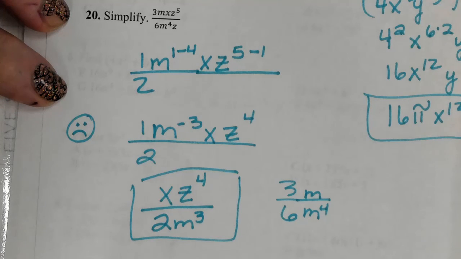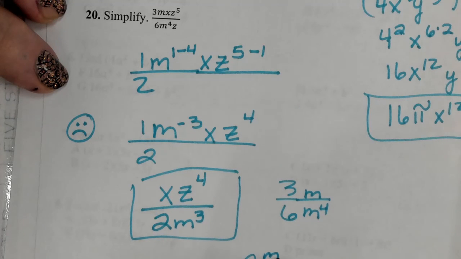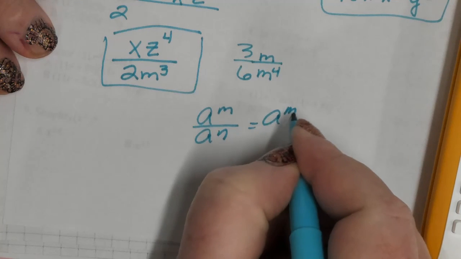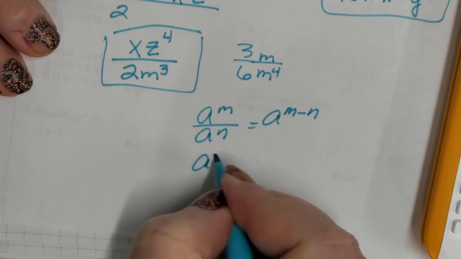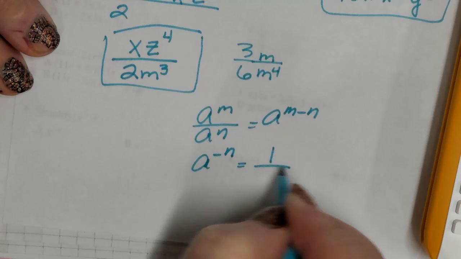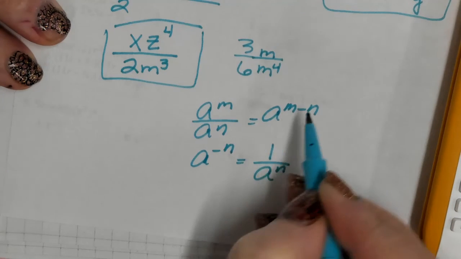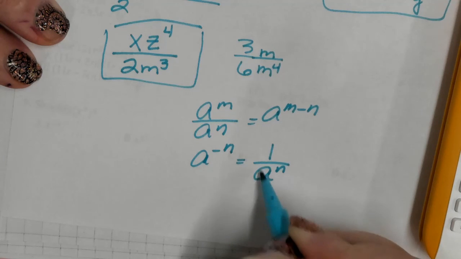Otherwise, just remember to subtract. It's on your formula chart. A to the m over a to the n equals a to the m minus n. That means you subtract your exponents. A to the negative n means if you have a negative exponent, it moves down to the bottom. So if this answer ended up being a negative, it moves down to the bottom.